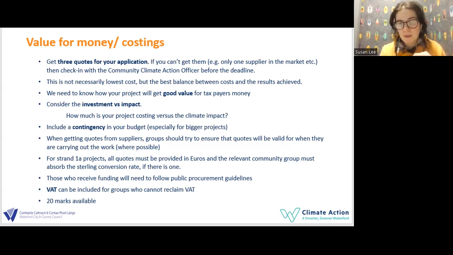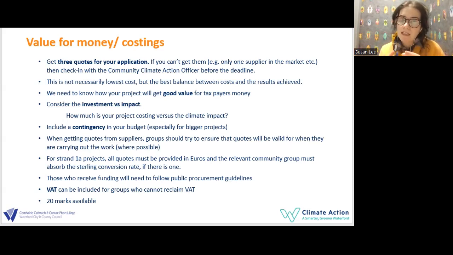And when getting your quotes, this might be a little difficult, I understand, but maybe have a discussion with the suppliers to see if the quote will still be valid for when you start carrying out the works. Anyone who does receive the funding, so who is successful, will have to follow public procurement guidelines. They might have to redo their costings and their tendering, but that's a later issue.